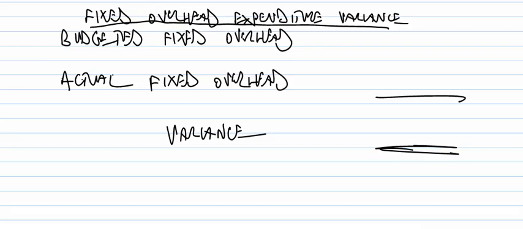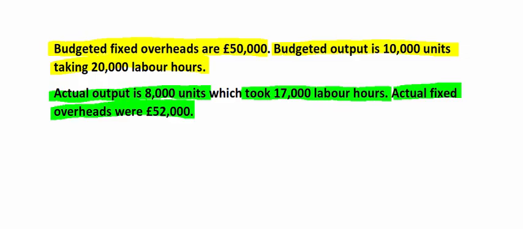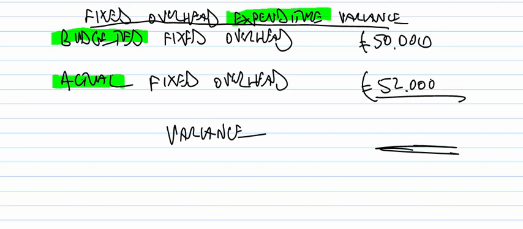Well, let's start by looking at the fixed overhead expenditure variance, which is literally just looking at the difference between the amount we budgeted for our fixed overhead and the amount we actually spent for our fixed overhead, which is just going to be looking at the difference between the £50,000 and the £52,000. And then the variance is just the difference. Well, the difference here is £2,000, and in fact the expenditure variance is already measured in pounds, so I don't need to adjust that.